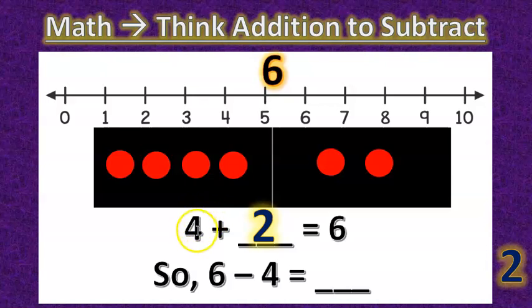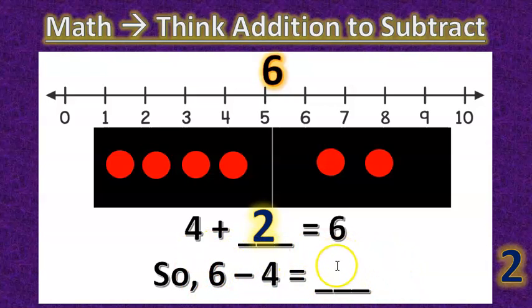Now look, 4 plus 2 equals 6. That is true, because when we count up all these red dots, we should have 6. Let's count together. Count with me. 1, 2, 3, 4, 5, 6. We have 6 here. Now we're going to come here to this subtraction equation.